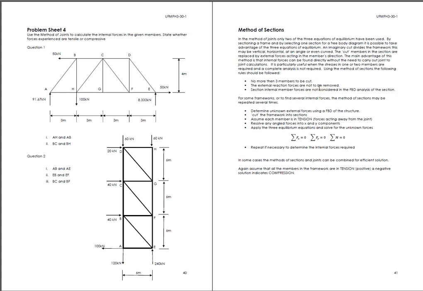Method of sections, however, says you take a straight cut and cut through the framework, and you're going to expose three. So previously, with the method of joints, you resolve the forces in the x direction, resolve the forces in the y direction, and then that gave you enough information to be able to solve what the internal forces were, because by cutting through these members, you're exposing the internal forces, and it's the internal forces that we're looking for.